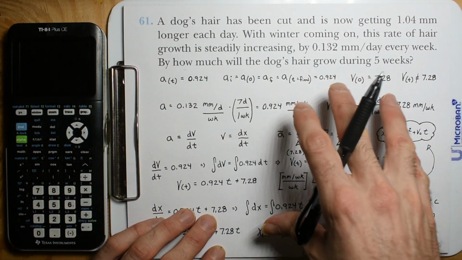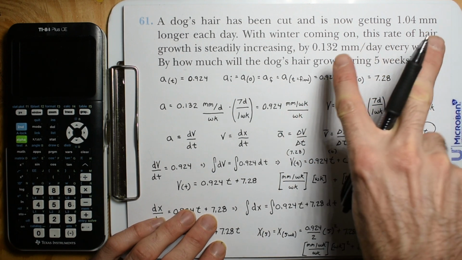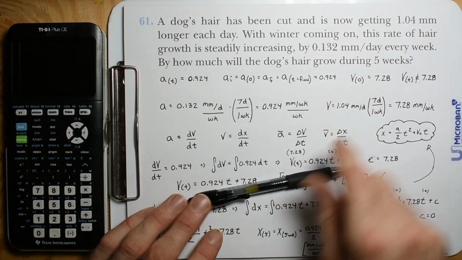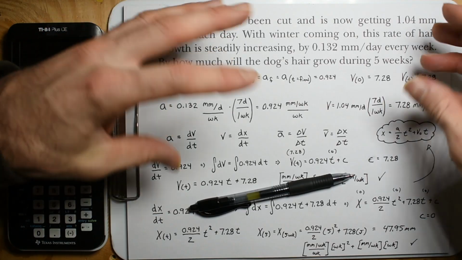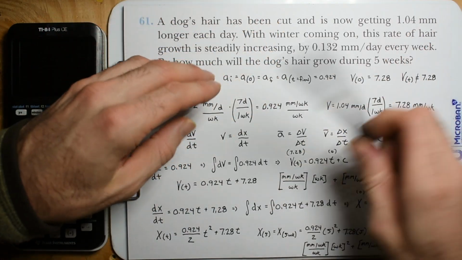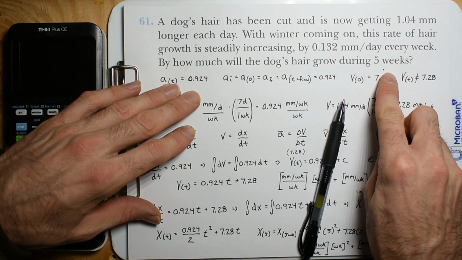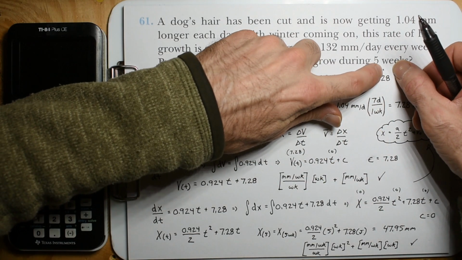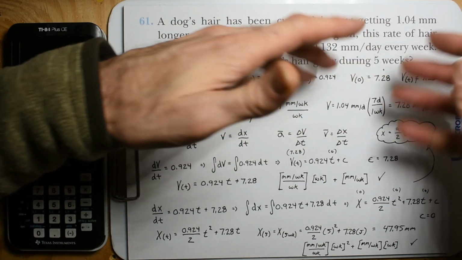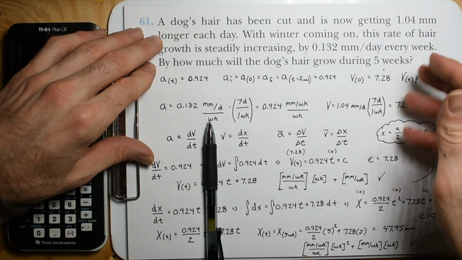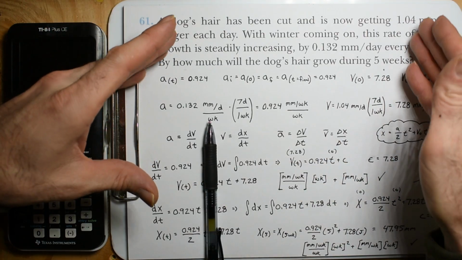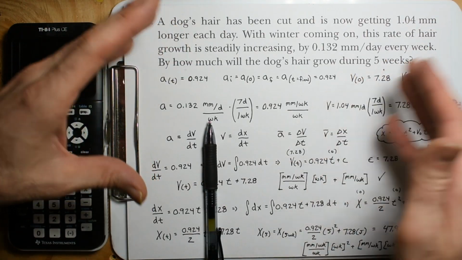This problem has a combination of units. We have a velocity in millimeters per day. I think we can handle that. Millimeters is a very small amount, but every day you're going to increase by that much. You know what I mean? It might be 10 days to get a centimeter. Okay, so now we have some understanding of maybe how a dog's hair is growing.